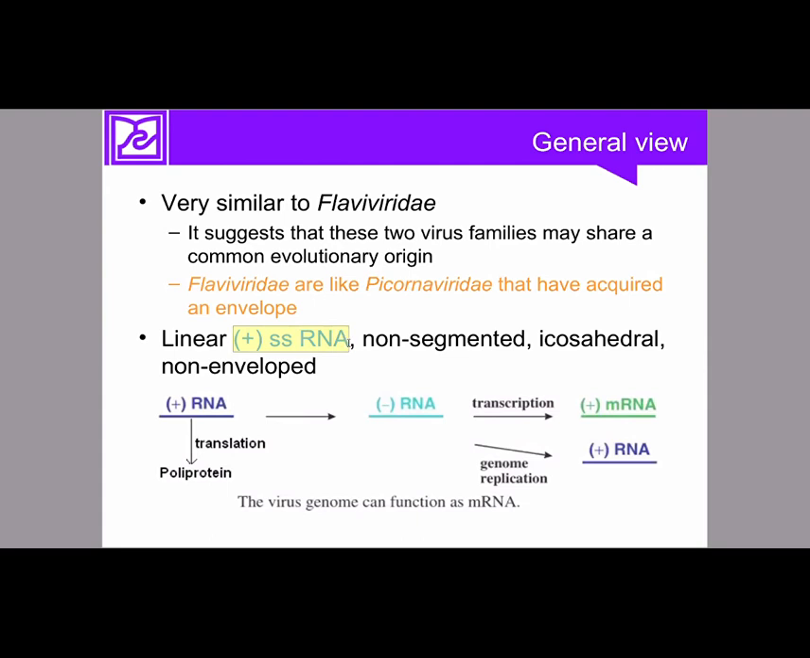So it can be translated directly into a protein. They are translated directly. They don't need transcription because they are already messenger. They are translated directly in a polyprotein, the same as Flaviviridae. Polyprotein means, well, poly means a lot, protein. So polyprotein is a long protein made of many different proteins. They will be cut later.